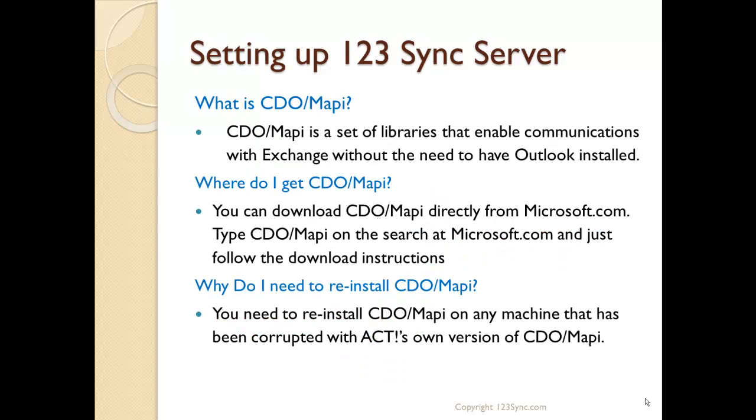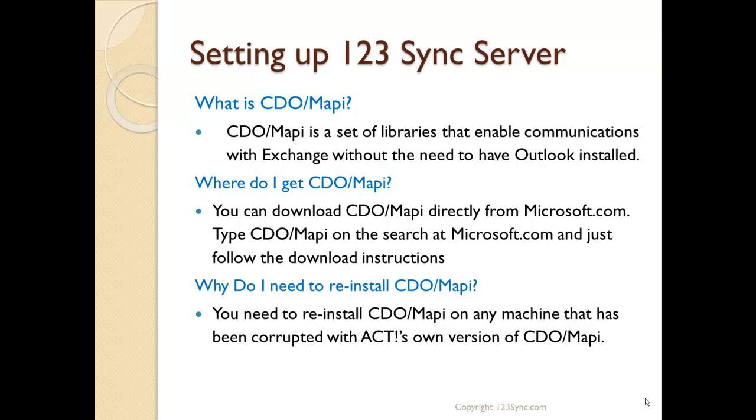Well, let's just cover real quickly what CDO-MAPI is. CDO-MAPI is a set of libraries that enables communications with Exchange without the need to have Outlook installed. Where do you get CDO-MAPI? You can download it directly from the Microsoft.com website. Just type CDO/MAPI in the search and you can follow the download directions, and you can get it.